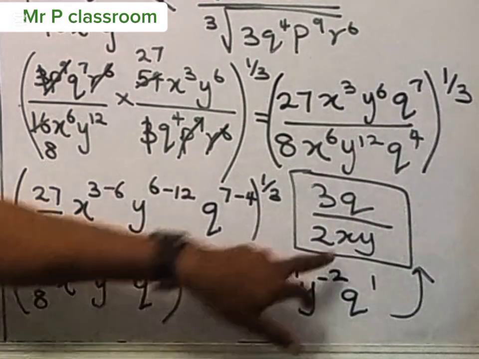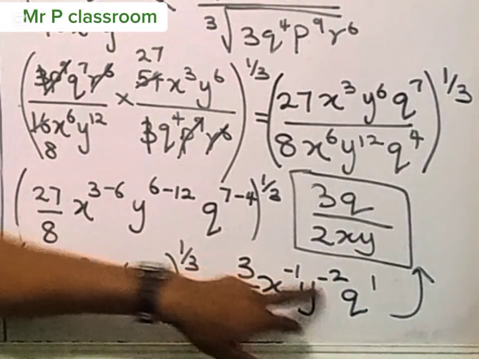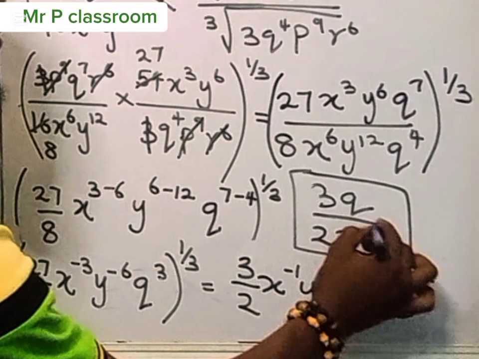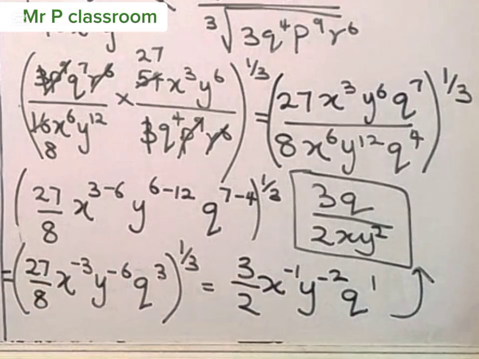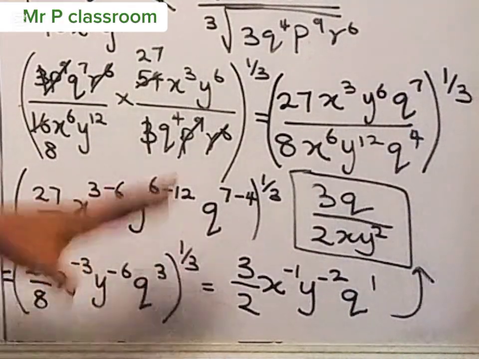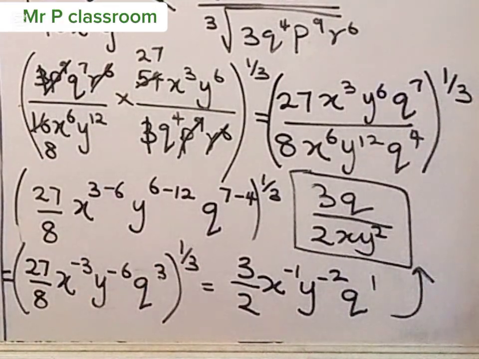Why did I carry x and y down? Because x and y are the two variables that have negative index. So if any of them have negative index, you can bring it down with its power. So that's it for the examples. Now let me give you some classwork.